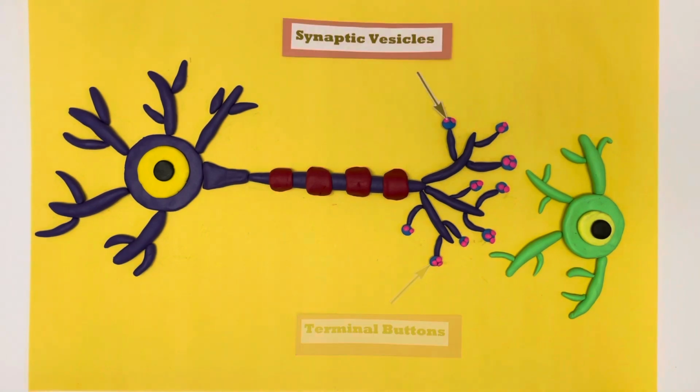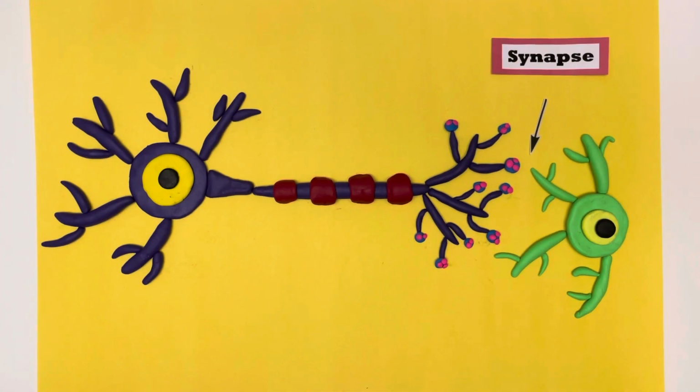The terminal buttons are at the end of the neuron, and their job is to send the signal on to other neurons. These buttons contain small sac-like structures called synaptic vesicles, which hold the neurotransmitters, the chemical messengers of the nervous system. The end of the terminal button is a space or gap known as a synapse. It provides a connection for neurons to communicate with each other.